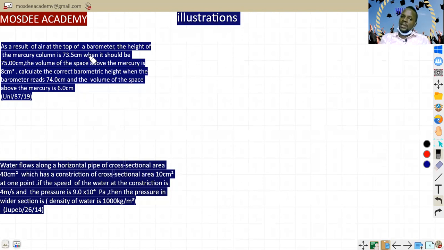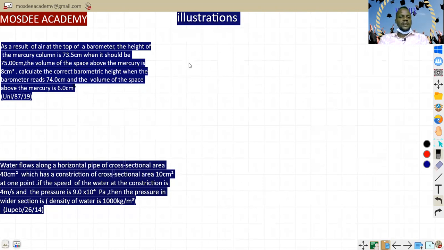centimeter when it should be 75.0 centimeter. The volume of the space above the mercury is 8 centimeter cube. That means it displays a volume. Good. Calculate the correct barometric height when the barometer reads 74.0 centimeter and the volume of the space above the mercury is 6.0. This should be centimeter cube.